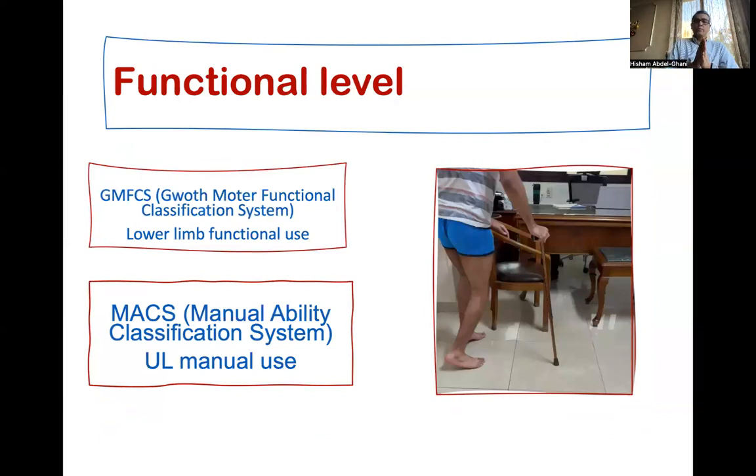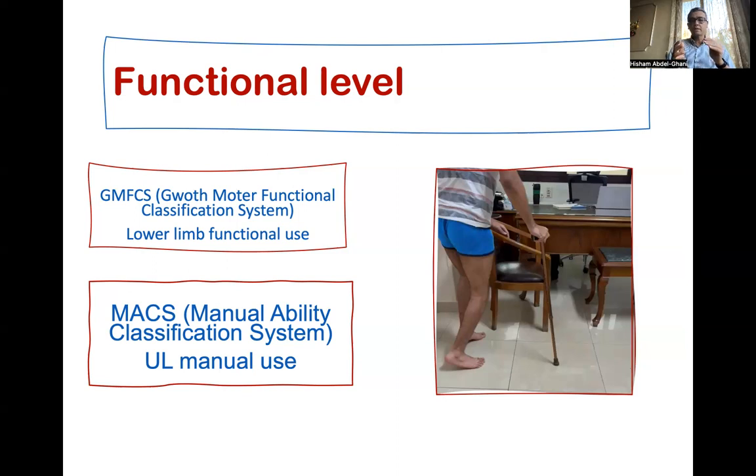Like in the lower limb, we have the Gross Motor Function Classification System, classifying patients into GMFCS level 1, 2, 3, 4, 5. Level 5 is the bedridden patient, 4 is the transfer ambulator, 3 is patients walking with a walking aid, 2 is almost full activity but with some difficulty in climbing stairs, and 1 is full activity, running and climbing stairs, everything. The same in the upper limb.